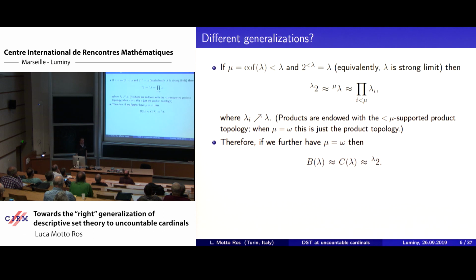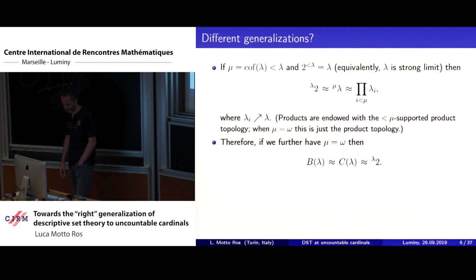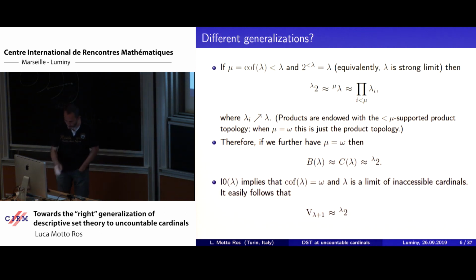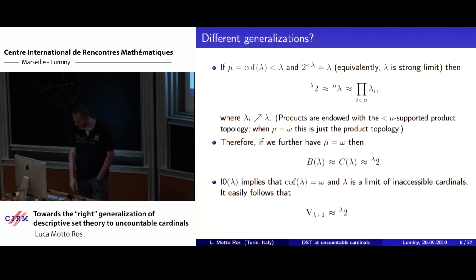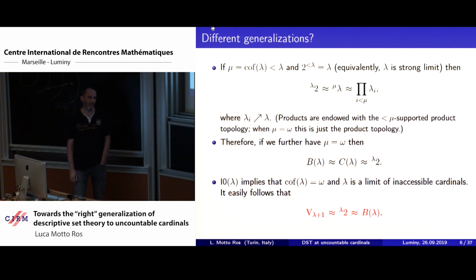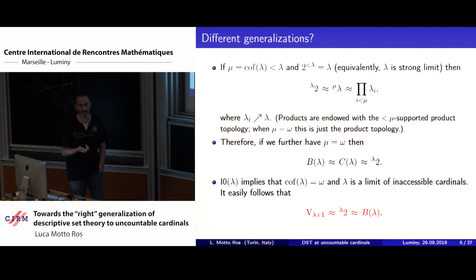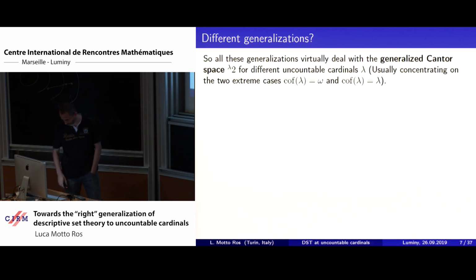And therefore, if you have countable cofinality, so if you are in the case in which mu is omega, what you get is just strong generalized Baire spaces. So B lambda or C lambda, they are all the same as 2 to the lambda. And also, in the case of I0, if lambda is big enough, for example, a limit of inaccessible cardinals, then V lambda plus 1 is actually homeomorphic to 2 to the lambda. So summing up everything together, all these approaches are actually studying exactly the same space, okay? So exactly topologically, they are studying exactly the space 2 to the lambda for various lambda, maybe singular, maybe regular, depending on the approach, okay?